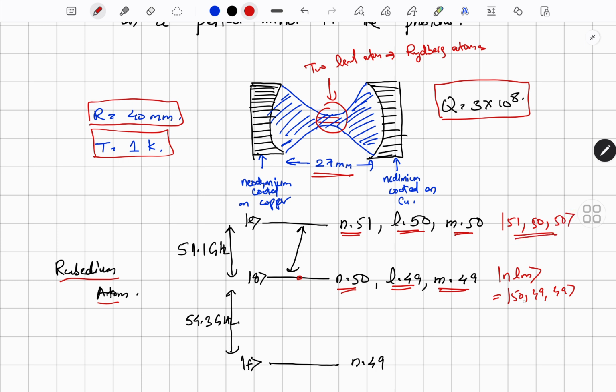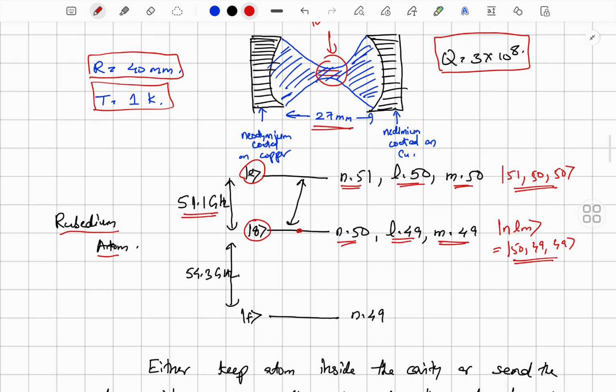So these states are called the circular Rydberg states. Okay, so the rubidium atom, or the Rydberg atom, which is in the circular Rydberg states, is under transition, and these two states are represented as G and E, and this transition frequency is around 51.1 gigahertz. Okay, and if you look at just the lower energy level, the transition is around 54.3 gigahertz.